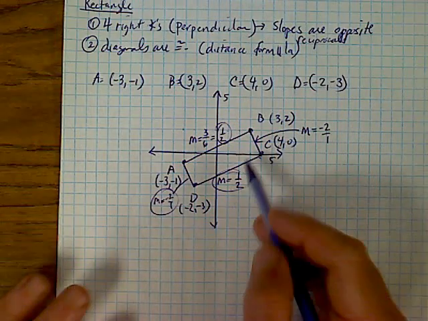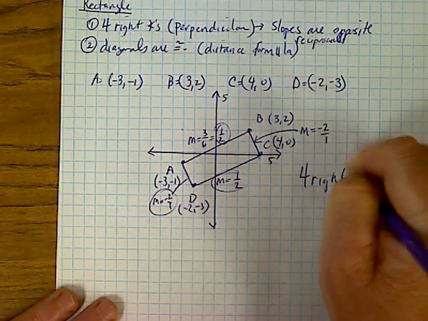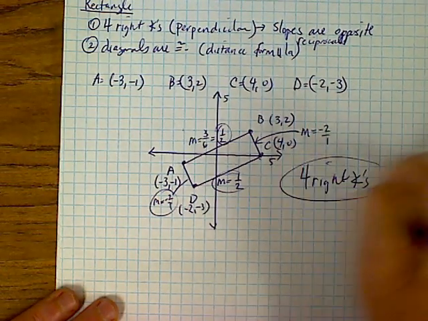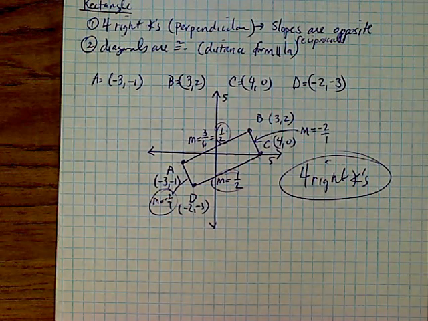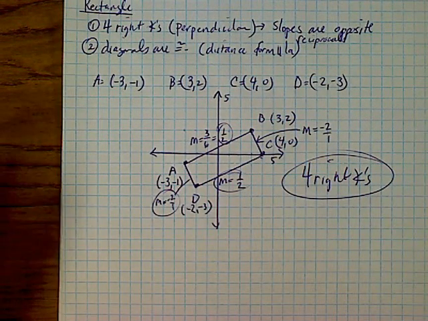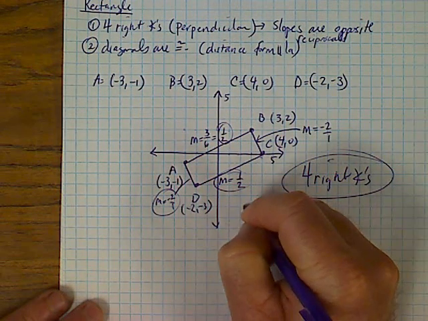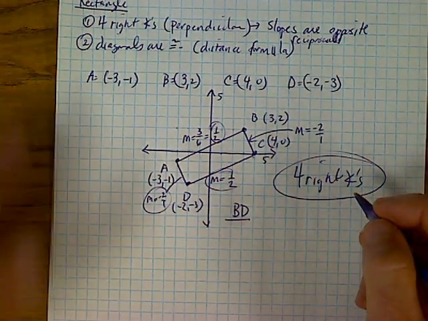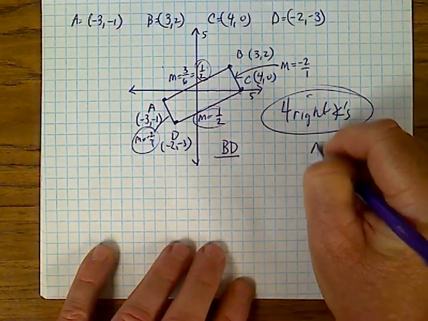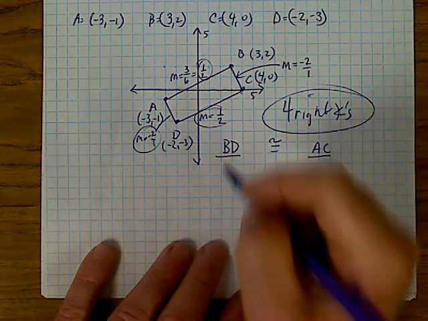So far, we have the sides being perpendicular. That means that we have 4 right angles. Again, this is the way you show that you have a rectangle. Again, we have 4 right angles. But we also need the diagonals to be congruent. So what we need to do is find the distance for BD, and then we also need to find the distance for AC. Because again, we need those two diagonals to be congruent.